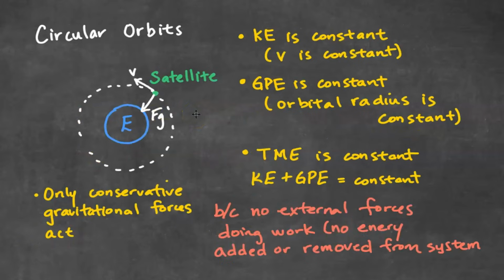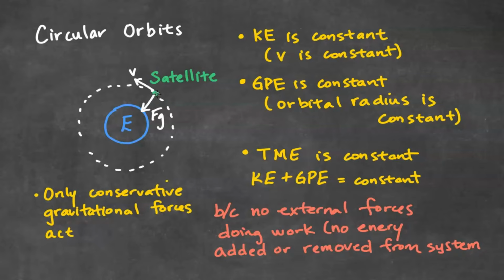Now we're going to apply what we've learned about energy and work to orbits. We're going to start by looking at circular orbits. Here we have a satellite orbiting the Earth, and you'll notice that the satellite is moving in a direction perpendicular to the gravitational force. So the displacement of the satellite and the force acting on the satellite are perpendicular, so the work done is going to be 0.